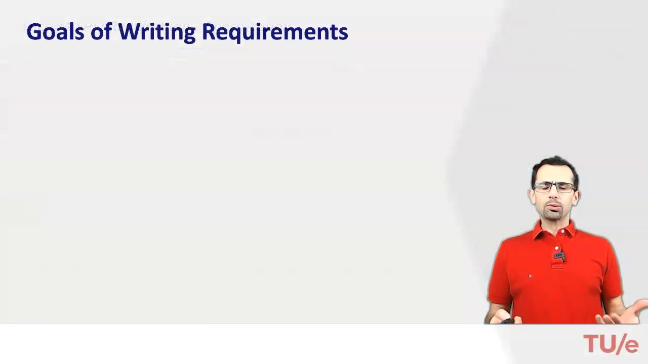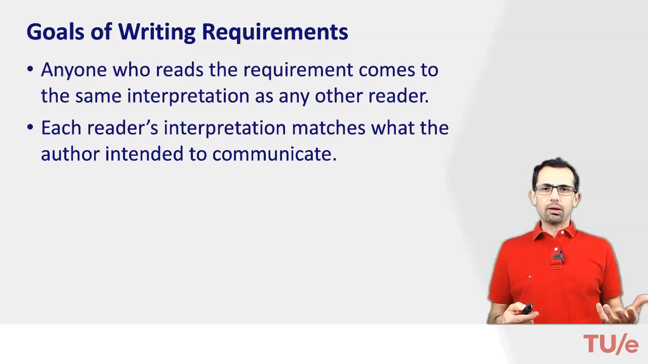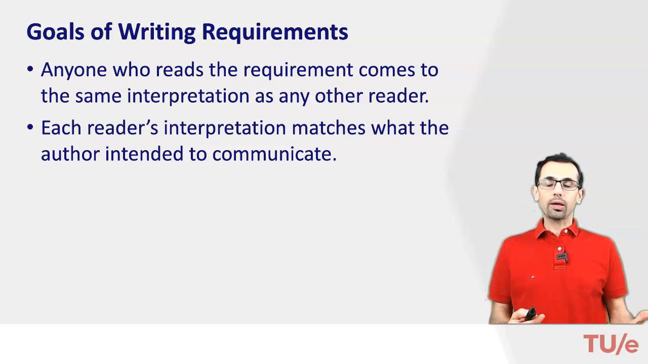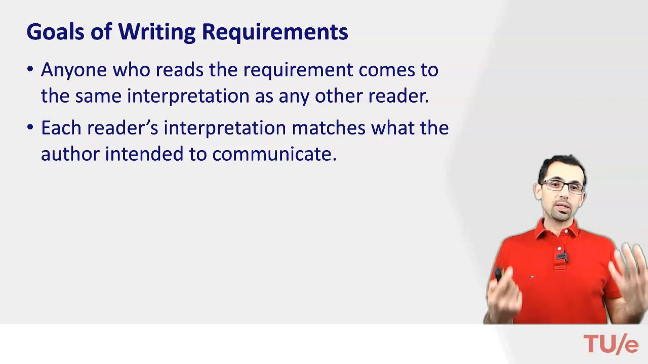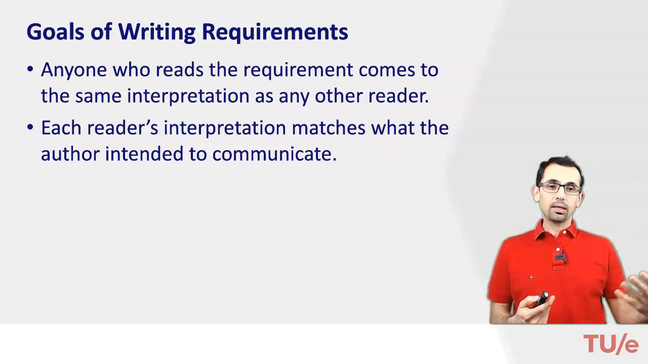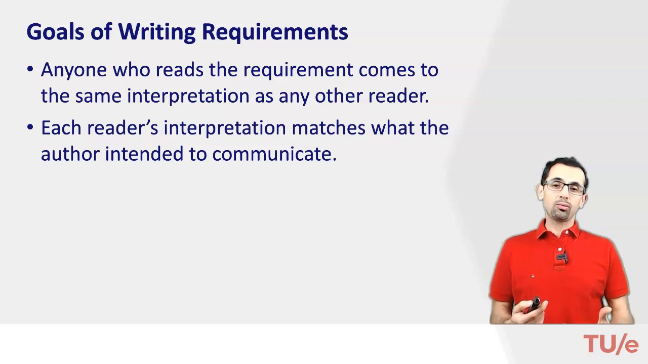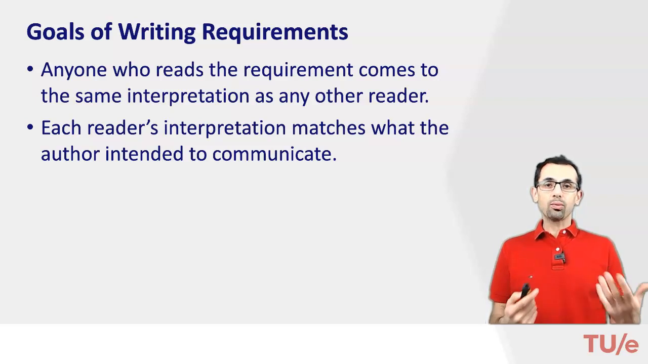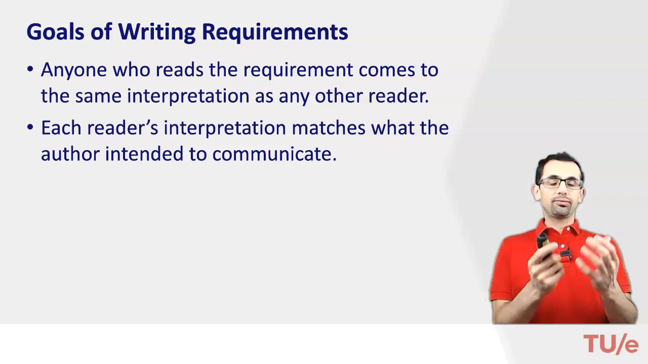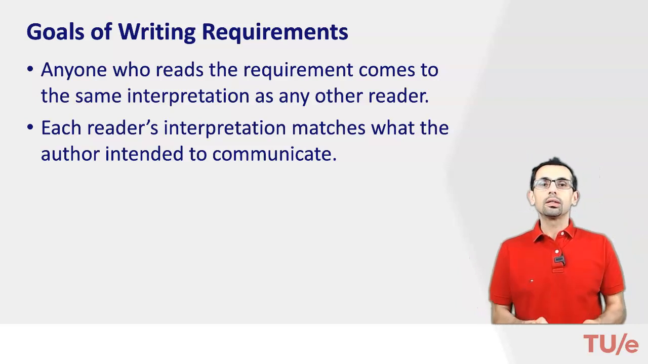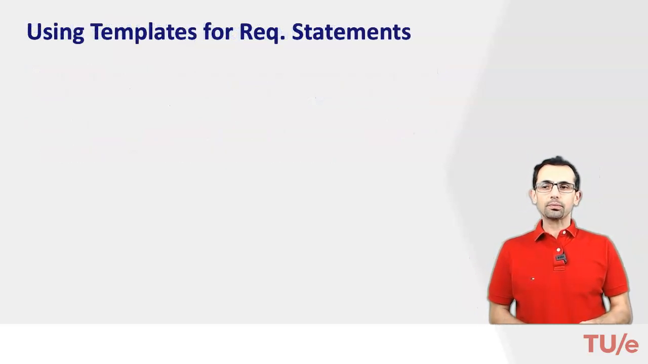Goals of writing requirements. So why do we write requirements? Why do we specify requirements? Essentially, there are two main important goals. First of all, anyone who reads the requirement should come to the same interpretation as any other reader. The second one is that each reader's interpretation should match what the author intended to communicate. These are the two reasons why we write the requirement statements.